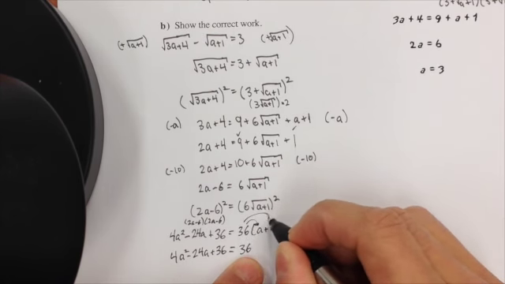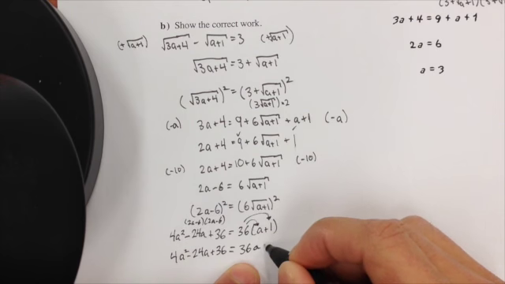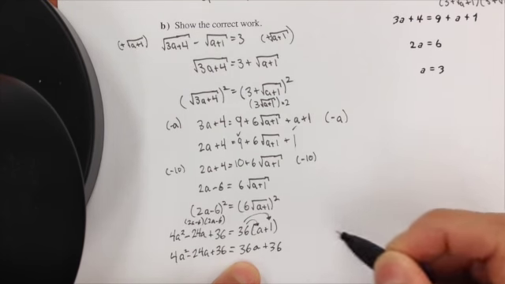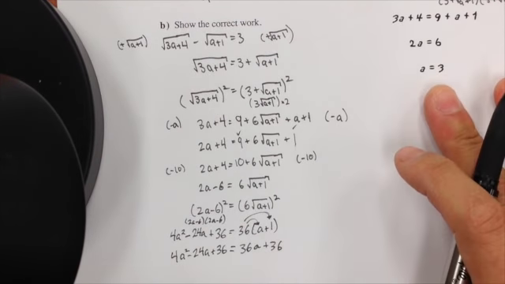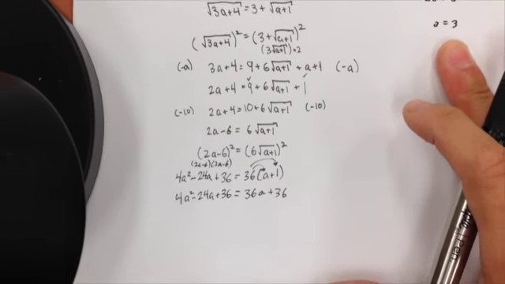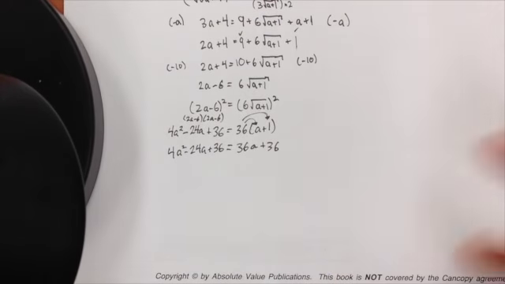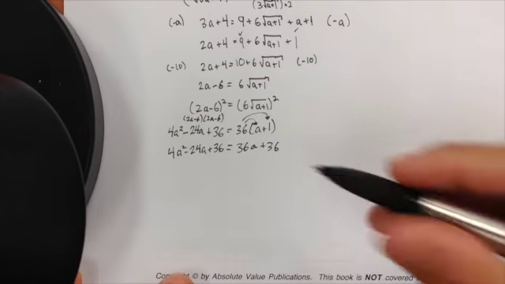If I multiply, 36a plus 36. Now I can set this equal to 0. And you're like, holy, why is this equation so long? But don't worry, actually there's no way around it. It's just going to be a long equation.